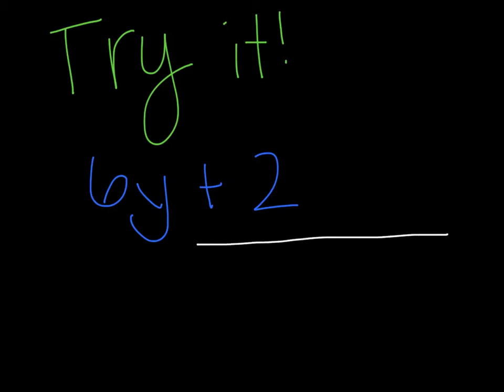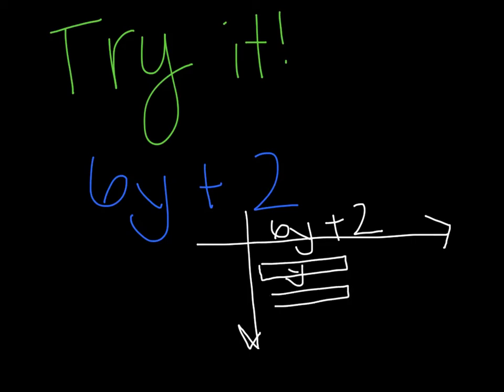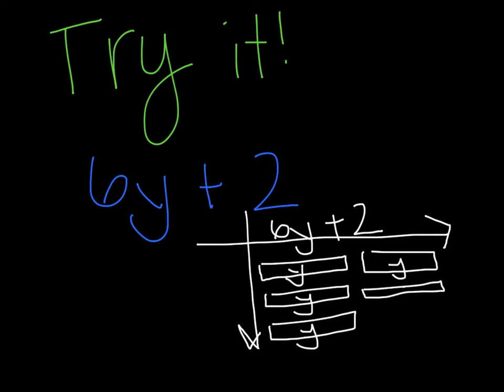Okay, let's go ahead and compare here. So if I draw my little workspace, I have 6y plus 2, and I have 6 of the variable y. So 1, 2, 3, 4, 5, and 6, and then a constant of 2, so 2 of these.